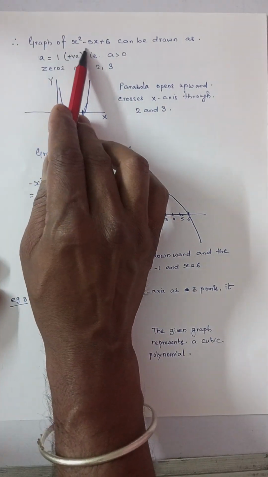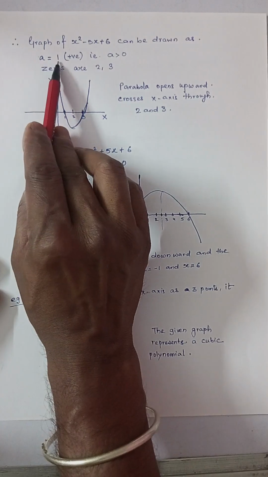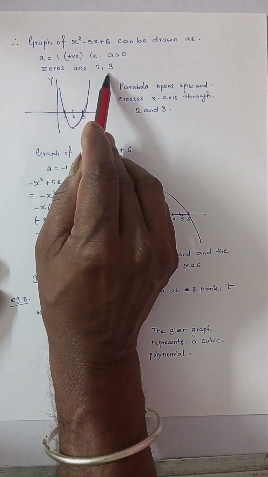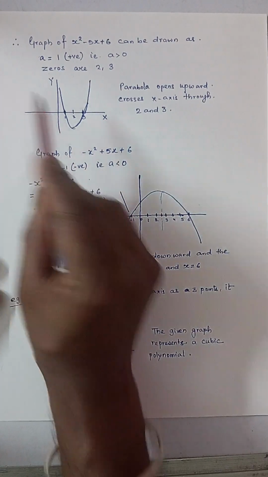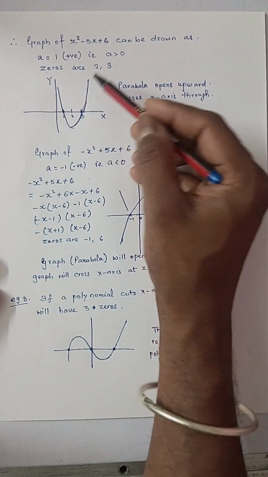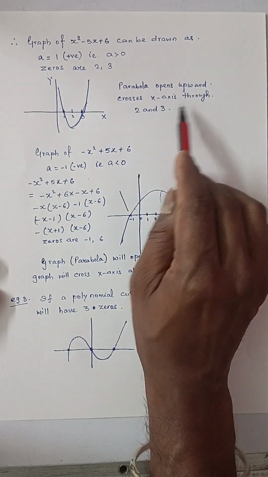Therefore, the graph of x square minus 5x plus 6 can be drawn as a equals 1, that is a greater than 0. So the zeros are 2 and 3 as we had seen previously, and the graph will look like this. It will open upward. The parabola opens upward and crosses the x-axis at 2 and 3.